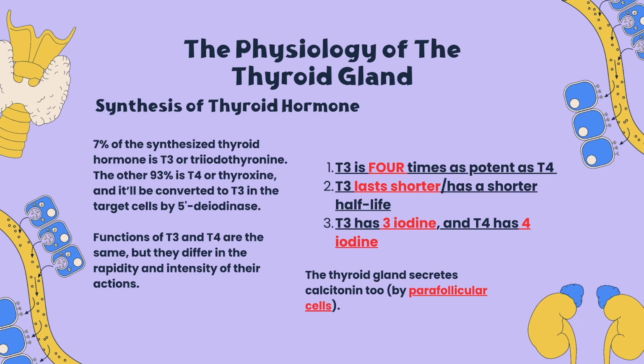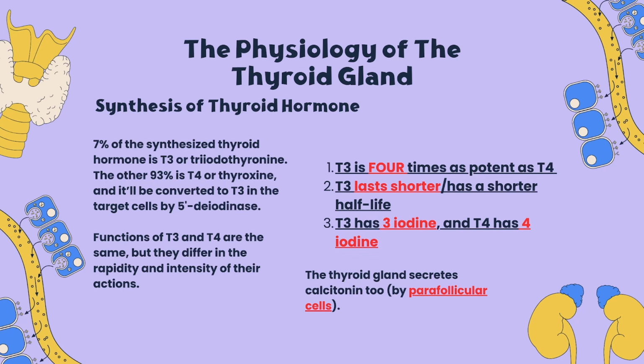T4, once it goes to the target cell or target tissue, gets turned back into T3, because T3 is technically the active form, by 5' deiodinase or just deiodinase. The functions of T3 and T4 are the same, but they differ in rapidity and intensity of their actions. T3 is 4 times more potent than T4, so T3 is more active and more potent than T4 by 4 times. Even though it is more potent and more active, it has a shorter half-life, so it lasts shorter in the bloodstream.